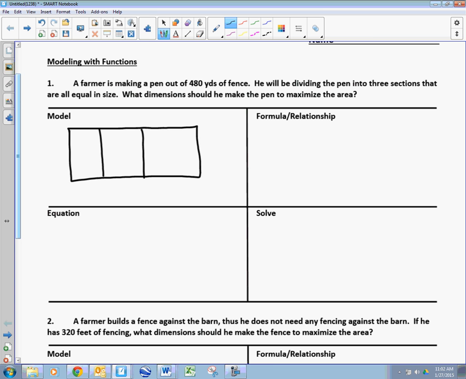So I'm going to have width, width, and width, and length, and length. Now, what I want to identify is what my overall objective is. What is the overall objective of this problem? Maximize area, okay? And this is what's going to drive the problem. So I have to write an equation for area, namely that area is equal to length times width.